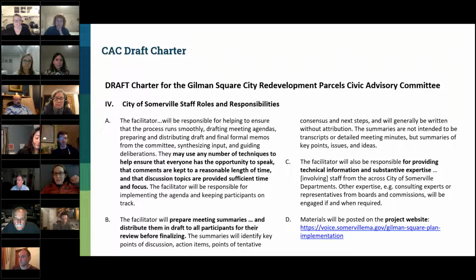So section 4 goes through city staff responsibilities. That's really for Nick and Tom and myself. We want to make sure you're aware of what we plan to take on. We will do our best to make sure that the meeting process runs smoothly, and that there's opportunities for everyone to participate and engage and give their thoughts, and that we'll look for techniques to make it as fun and engaging as possible. We will prepare meeting summaries, and we'll distribute drafts of those at the following meeting.